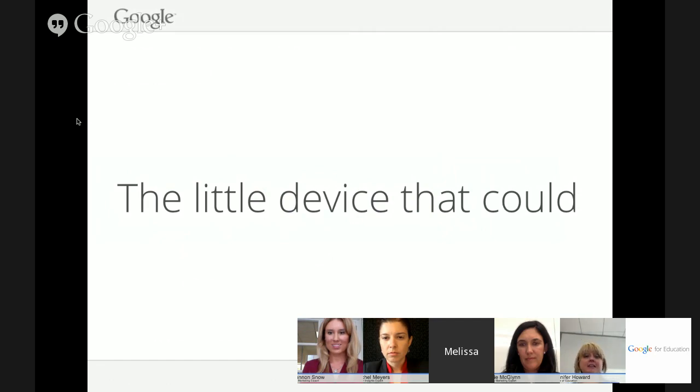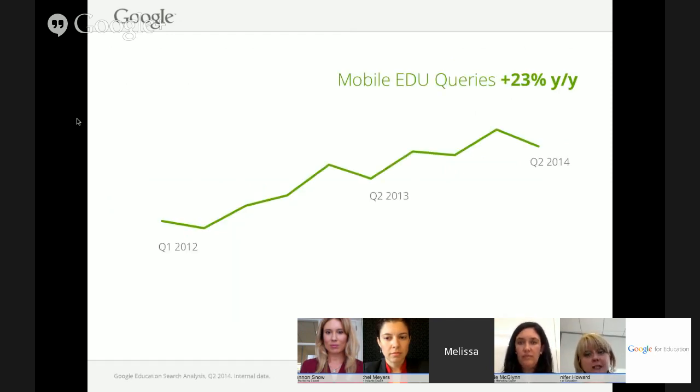And so the first thing that we will take a look at is the areas on a particular little device that could. So we've been talking a lot about mobile over the past several years, and the growth continues in Q2. What we really wanted to highlight is that education-related terms are growing in Q2 23% year over year. This is the same growth rate that we reported in Q1, which shows us that the momentum for mobile searches is not slowing. It does continue to rise, and there's still a lot of opportunity to capture attention from your prospective students on the mobile device.